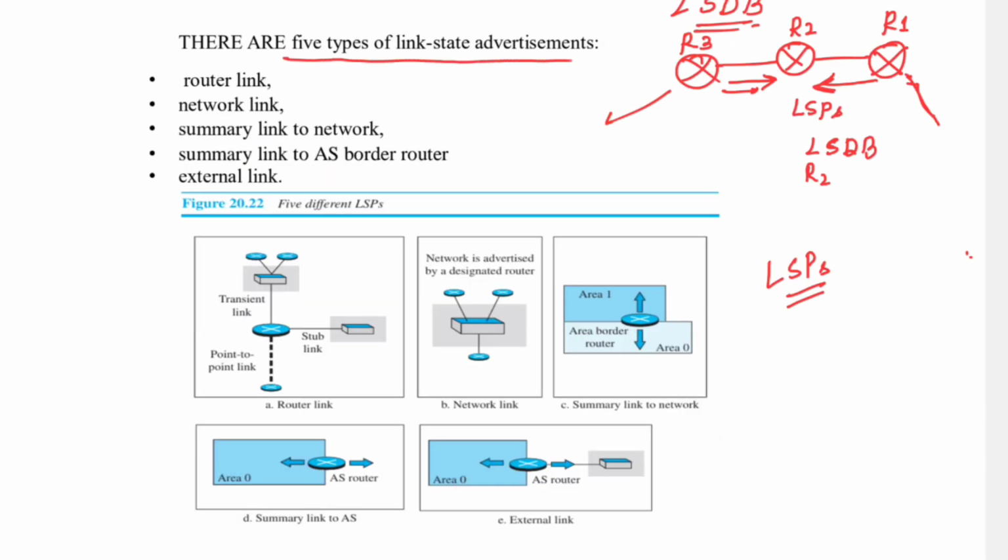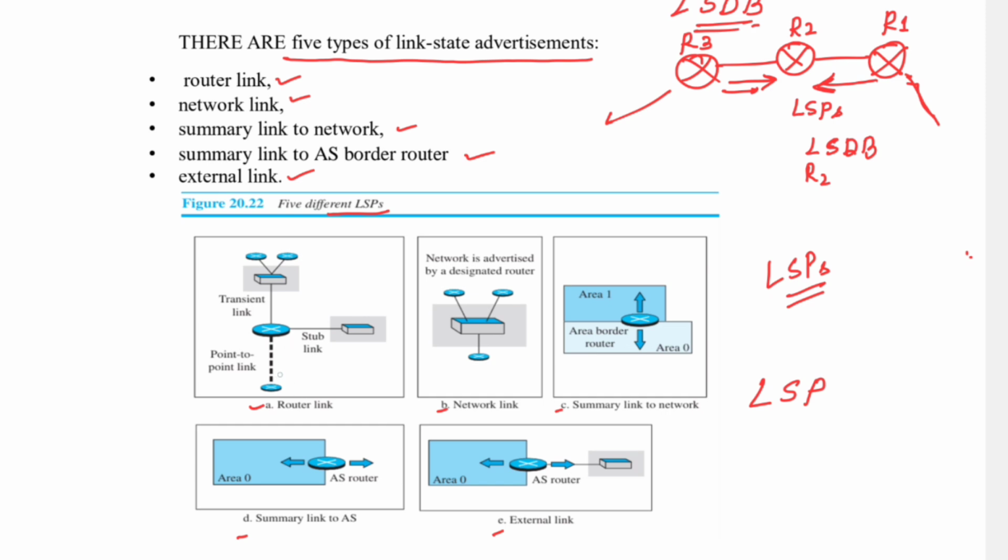There are 5 types of link state advertisements in OSPF: the router link, network link, summary link to network, summary link to AS border router, and external link. These 5 different types are shown here in diagrams A, B, C, D and E. Basically the link state packet information is flooded in the network by the router. Every router, when it sends or receives link state information, uses these 5 different types of advertisement mechanisms.